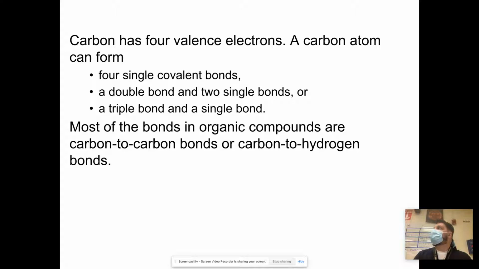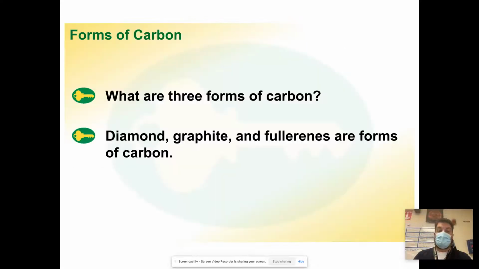Same with hydrogen, 1 proton, 1 electron, 1 valence electron. So hydrogen can interact with a lot of stuff too. Most of the bonds in organic compounds are carbon to carbon bonds or carbon to hydrogen bonds. Sugar, carbon, hydrogen. Any organic material you could think of, fossil fuels, carbon and hydrogen. Most living things, well, if not all living things on Earth, are carbon and hydrogen, or organic.